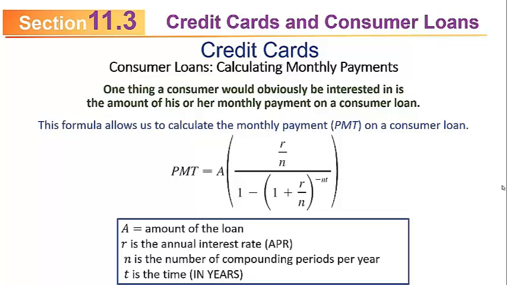So let's look at what each of these letters mean. Capital A is the amount of the loan. Little r is the annual interest rate, or APR. Little n is the number of compounding periods per year. And little t is the time in years. We're familiar with all those letters from earlier work in earlier sections.